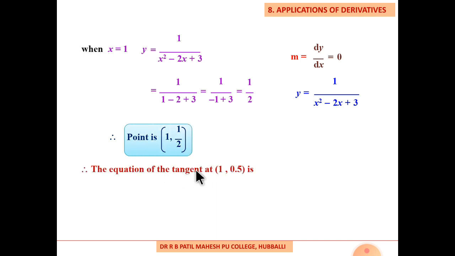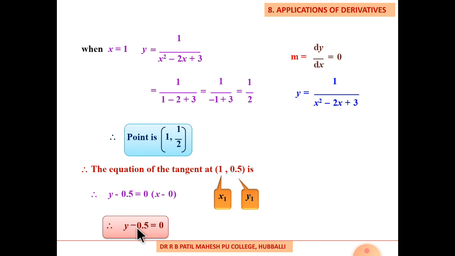Now therefore the equation of tangent at 1 comma 1 by 2 or 0.5 is given by y minus y1 equal to m, which is 0 here, times x minus x1. Therefore y minus 0.5 equal to, this term we will get 0. Y minus 0.5 equal to 0. This is the required equation, or we can write this equation in terms of y equal to 0.5 or y equal to 1 by 2. So this is the required equation of tangent.